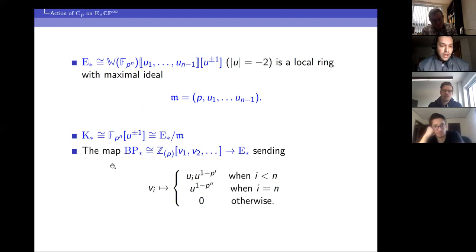Now, E_* admits a formal group law, the universal deformation formal group law induced from the Lubin-Tate theory. Therefore, since BP_* is the universal p-typical formal group law, it gives us a map from BP_* to E_*, which sends v_i to u_i u^{1-p^i} when i is less than n, and u^{1-p^n} when i is equal to n, and zero otherwise. So all the v_i for i greater than n go to zero.